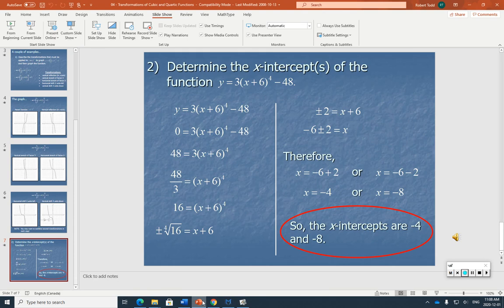Back to the PowerPoint. Other questions in that last example? So you got to do both. You got to do -6 plus 2 and then -6 minus 2 to get the 2 x-intercepts there. Because it has 2 x-intercepts. An odd function won't have the 2 x-intercepts.